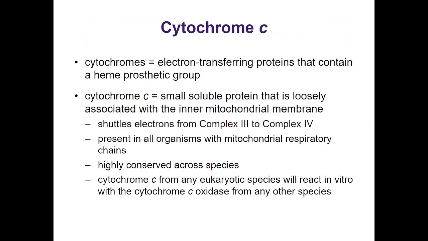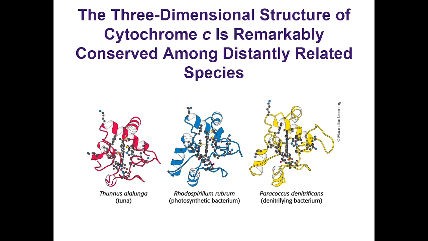Okay. All right, so the three-dimensional structure of your cytochrome C is remarkably conserved among distantly related species. This is tuna versus photosynthetic bacterium versus denitrifying bacterium. Very different species, diverged a very long time ago, right? You would not look at those and go, oh yeah, they're going to have the same protein there. At least I don't think you will. But now you will, I guess. Notice the structures of these. See how conserved that is?